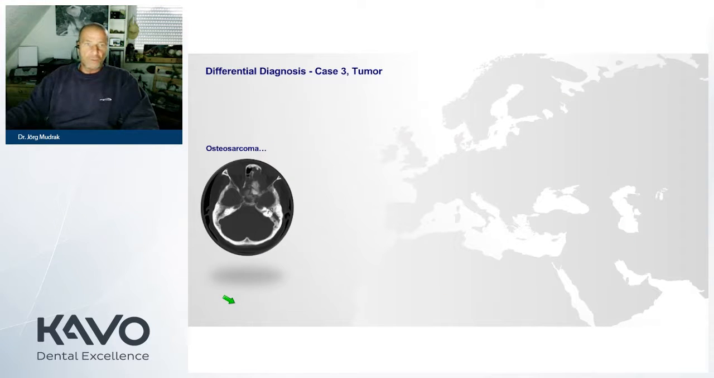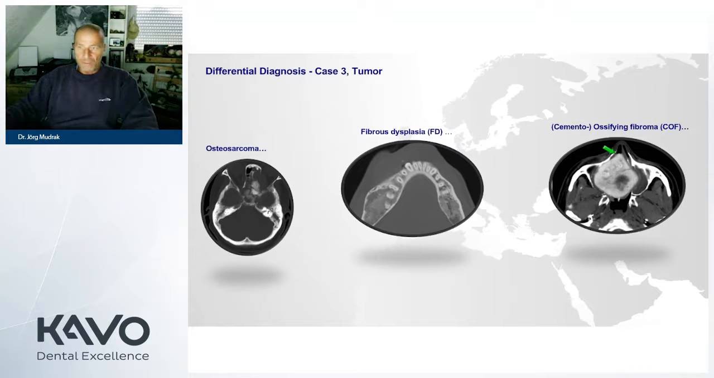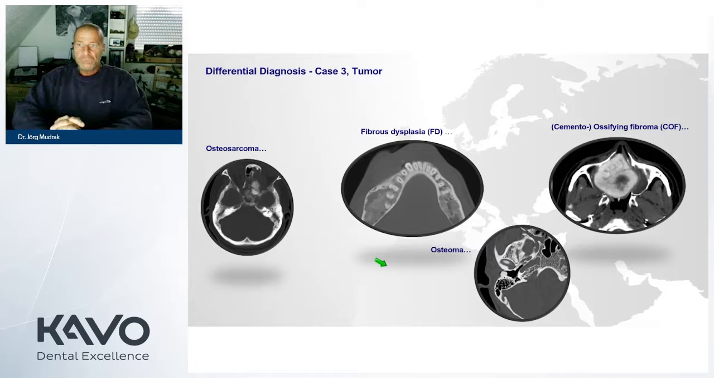What differential diagnosis do we have in this case? First of all, the osteosarcoma. Then we have the fibrous dysplasia. The Cemento-Ossifying Fibroma. This is a large finding. And the osteoma, as you can see here in this area. Okay, now it's again up to you. You got another 60 seconds to make your decision about this case. Remember the location and especially the inner structures of this finding.